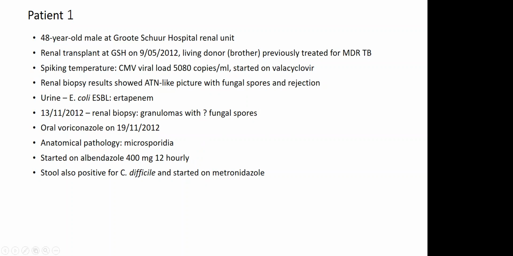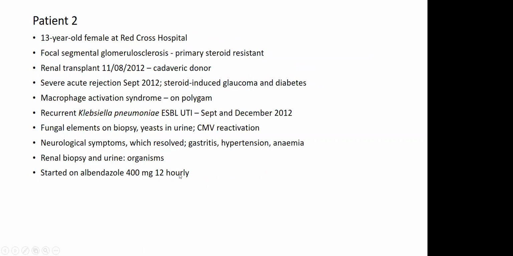The second patient, so patients 2 and 3 were young girls. In fact, they shared the donor. It was a cadaveric transplant, and again they also went through acute rejection illness with other opportunistic infections, and again suspected microsporidia, and were started on treatment, with the urine specimens sent to us.